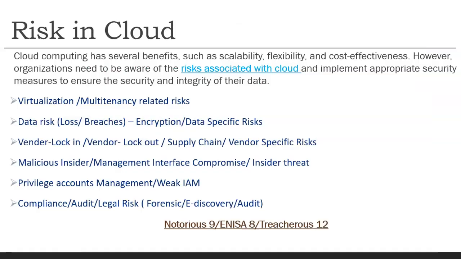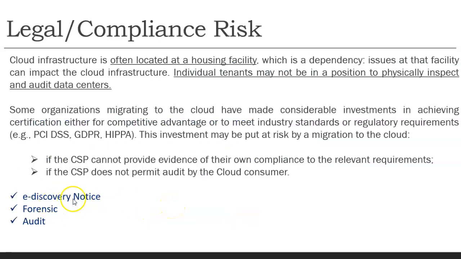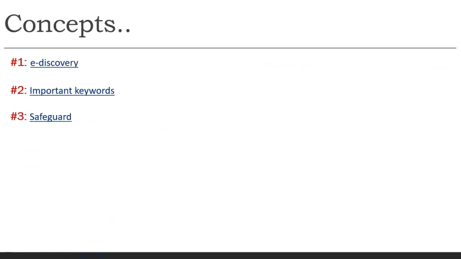Now we come to the topic of the day. So we were discussing the risk in the cloud, and we have already covered all types of risks so far. In the last lecture, we discussed compliance, audit, and legal risk, and we saw three terminologies previously: e-discovery, forensic, and audit. So today we'll discuss the e-discovery notice. The lecture is for e-discovery today. The next lecture will be on forensic and audit. So the concepts we will cover in this video are e-discovery, important keywords, and safeguards.